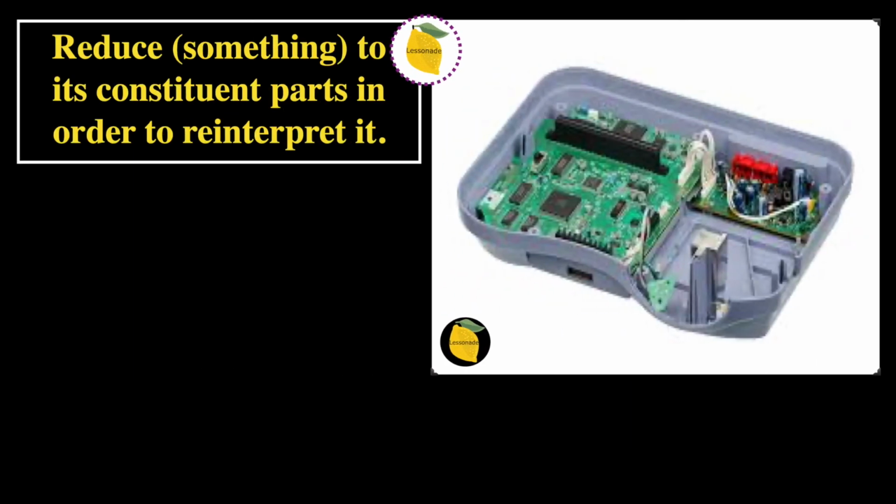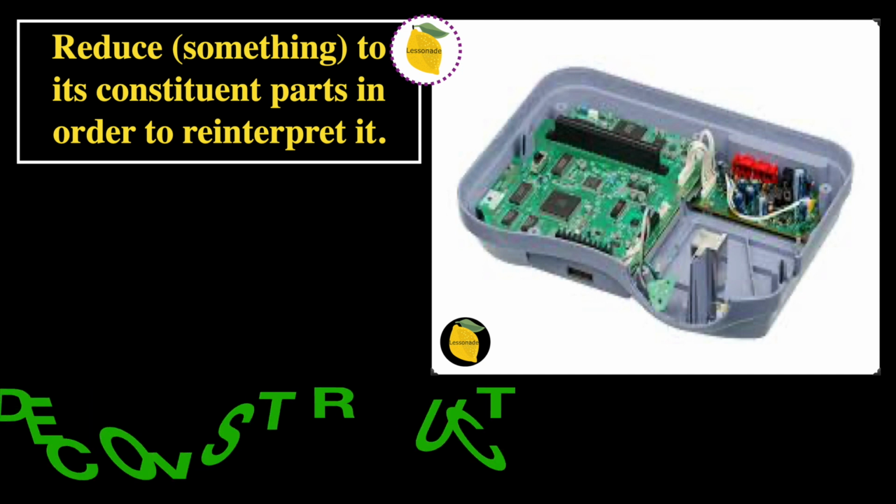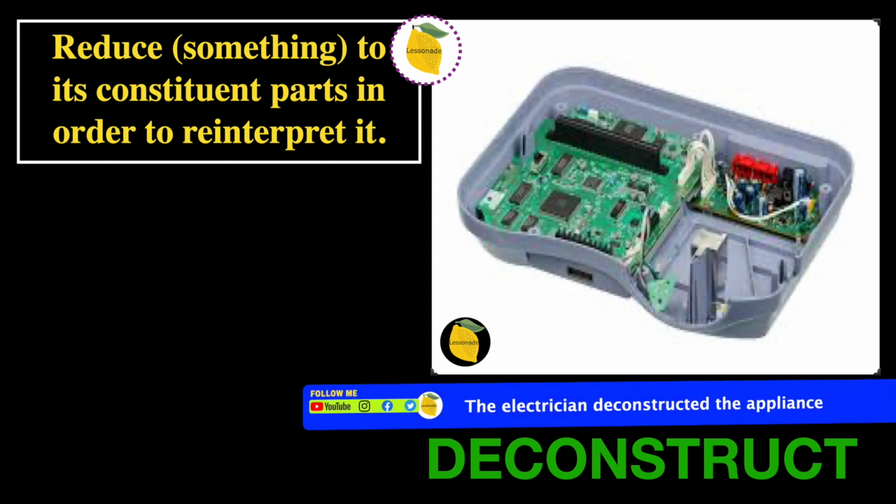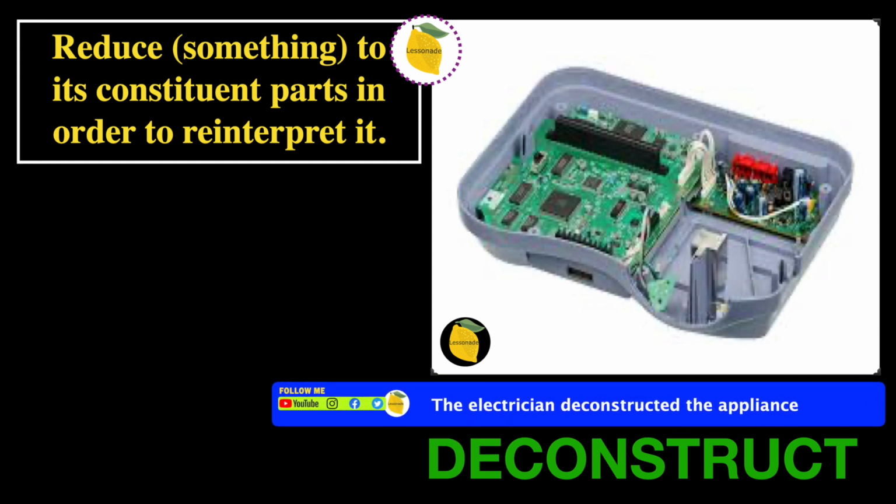Reduce something to its constituent parts in order to reinterpret it. In this picture, we can see the parts that make up this electrical appliance, which means the word is going to be deconstruct. And the sentence is the electrician deconstructed the appliance, just like in the picture above.